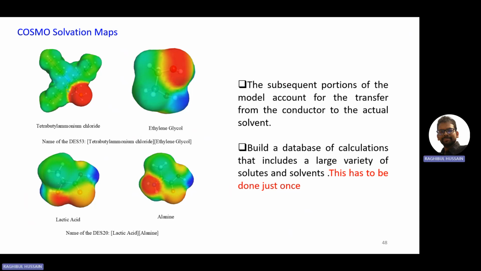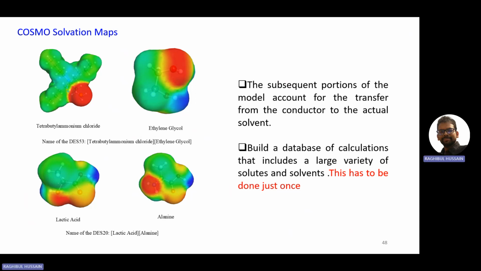As I told you, these solvation maps have to be done only once. If you do it once and store it, it becomes a database. That database is already there in much of the open literature, so you can take the Cosmo file directly from there. This has to be done only once because it's a unimolecular quantum chemical calculation, a single molecule.